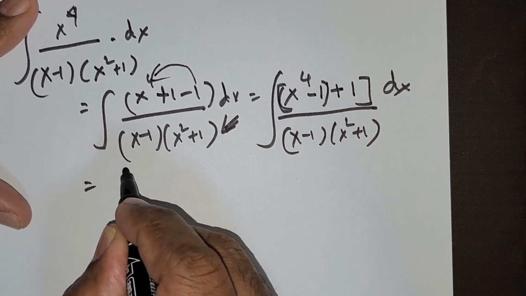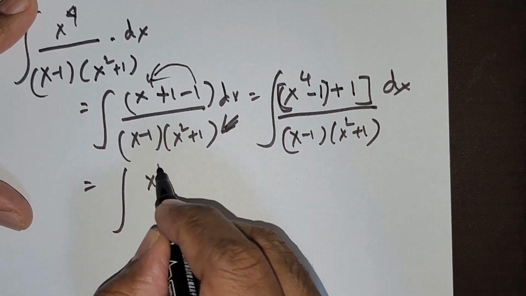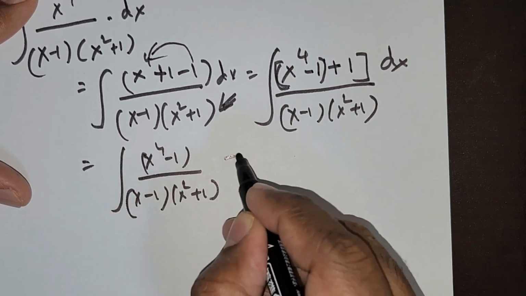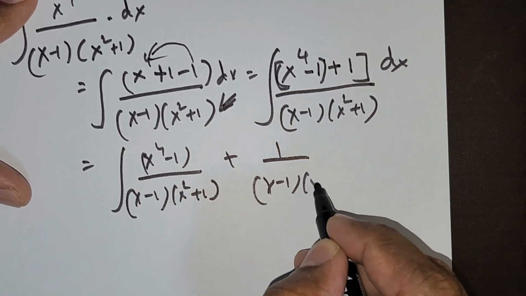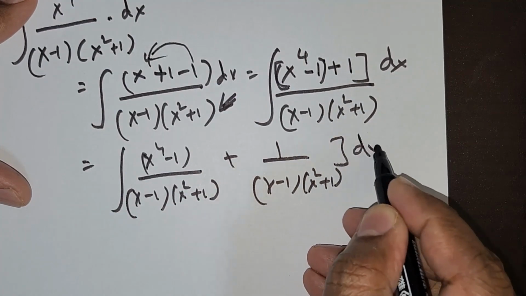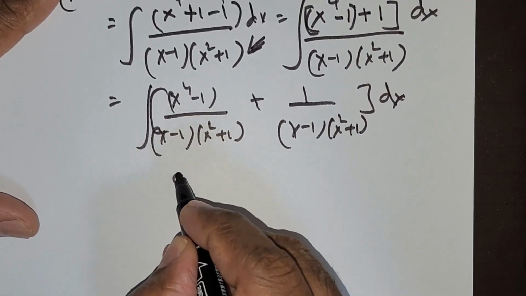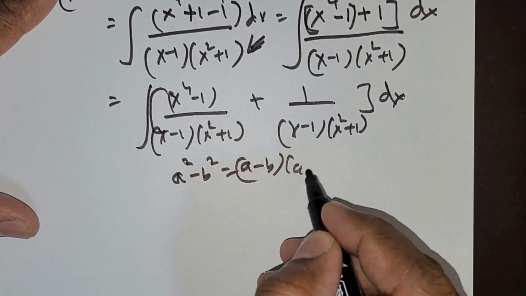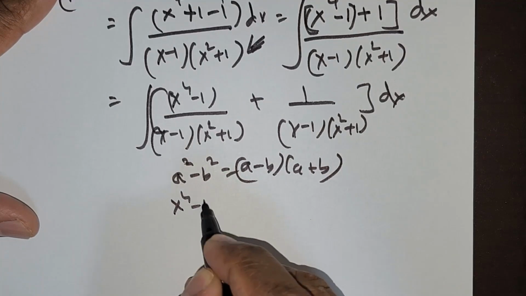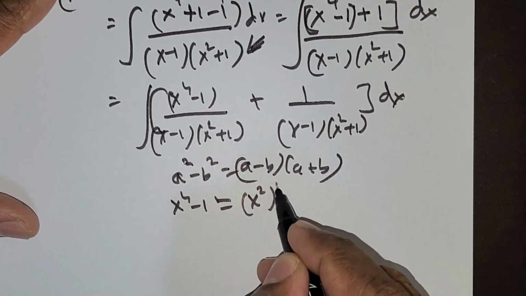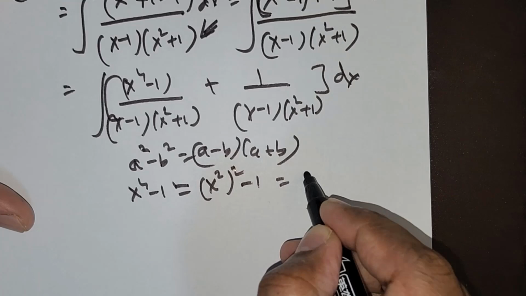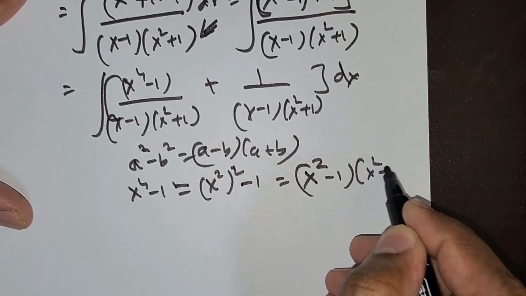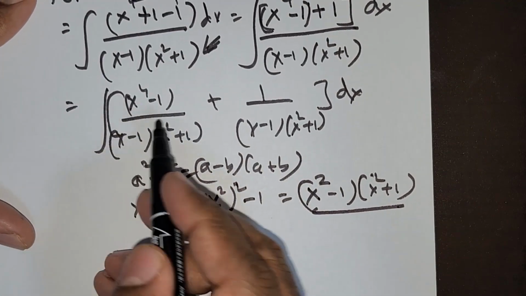Now this can be rewritten as the integral of (x⁴ - 1) divided by (x - 1)(x² + 1), plus 1 over (x - 1)(x² + 1), times dx. Now a² - b² is (a - b)(a + b). So x⁴ - 1 can be rewritten as (x²)² - 1, which can again be rewritten by this formula as (x² - 1)(x² + 1). So take this and substitute it here.